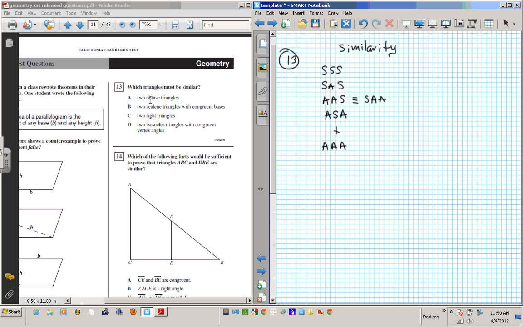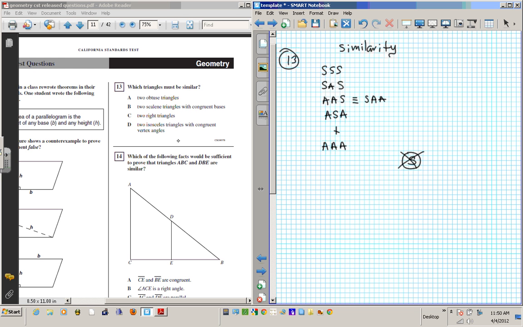So which of these apply to these options in order to be similar? For A, two obtuse triangles, that doesn't tell me anything about the angles. It doesn't tell me the angles are congruent or if any sides are in proportion. B, two scalene triangles with congruent bases. The bases are congruent. That's fine. That means we have S. That is not enough. If we have S, we need SSS or SAS or ASA. We just have congruent bases. That's not sufficient. So B is not an option.